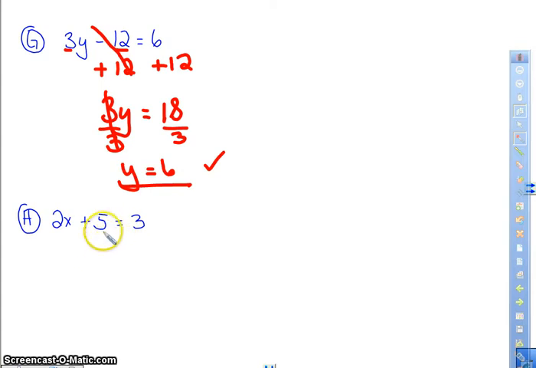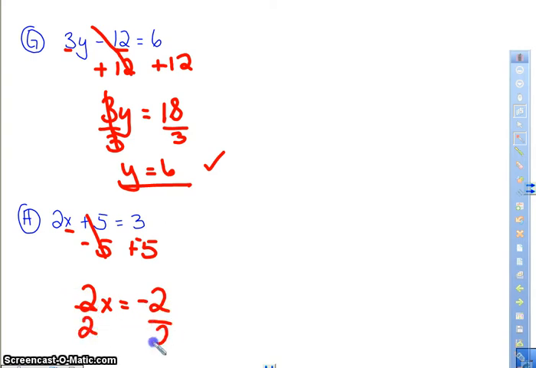On part H, once again, I need to get x by itself. So I have a plus 5 and times 2. You're always getting rid of addition and subtraction first, so I'm going to subtract 5. 5 minus 5 is 0. And I'm left with 2x. 3 minus 5, I'm going to add the opposite. 3 plus negative 5 is negative 2. And then divide by 2 here. And x equals negative 1.